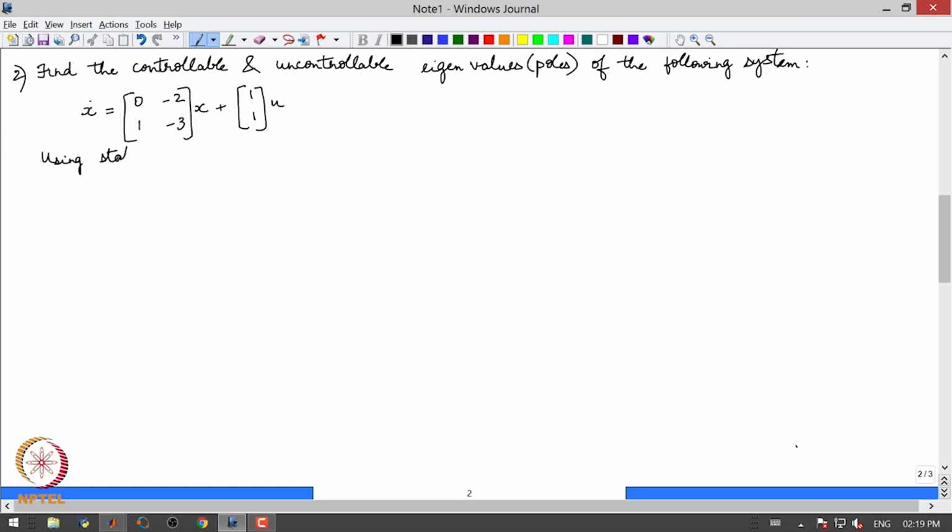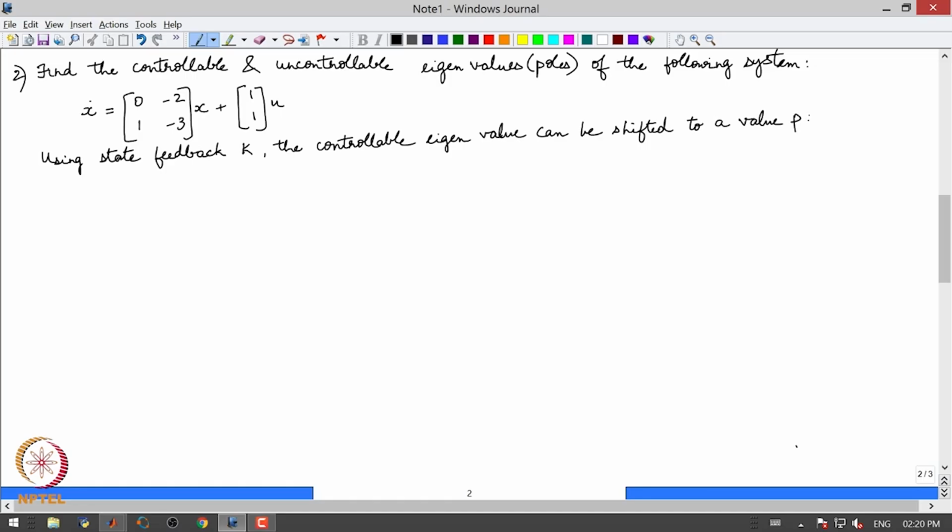using state feedback K, the controllable eigenvalue can be shifted to a location or to a value p, and we are asked to find a formula for p in terms of k1 and k2. These are the variables. So, K is [k1, k2].